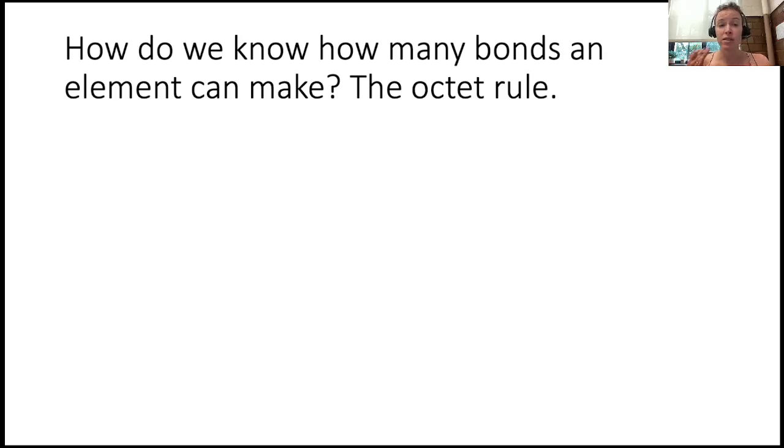Now, different elements can make a different number of bonds. We're not going to really focus on that in this class, folks, but it's kind of governed by something called the octet rule. And so the octet rule basically tells us that atoms will form the number of bonds that gets them to the most kind of stable place.